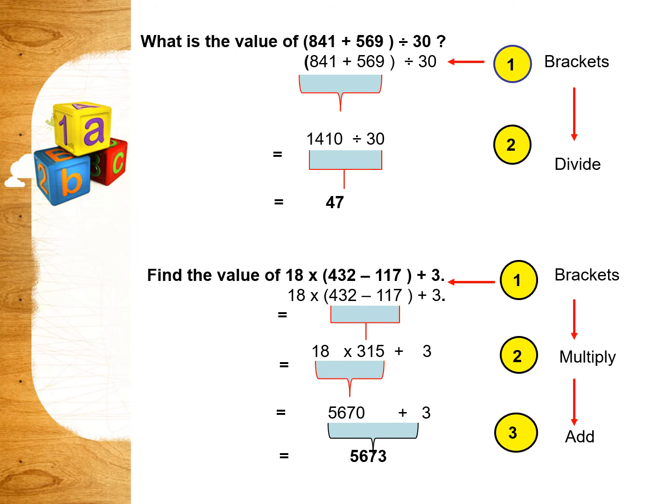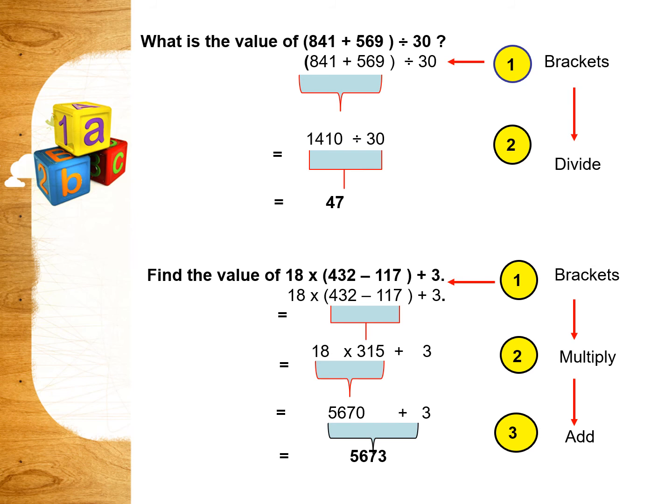Now what is in the brackets? They have 841 and 569. You have to add. So what is the answer? 1410. Okay. What is the next step? That is the division part. First brackets, second division. Now 1410 divided by 30. Then 1410 divided by 30, the answer is 47. Then the value is 47.